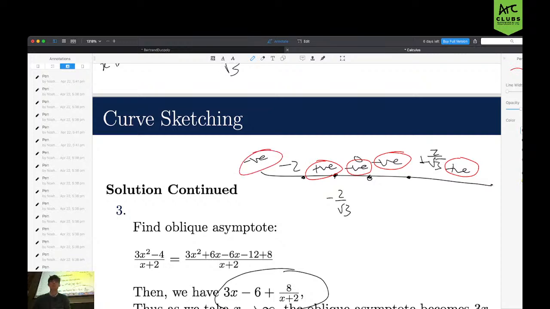So we know that there's going to be 2 branches to this function. Everything less than negative 2 is going to be one branch. Everything to the right of negative 2 is going to be the other branch.